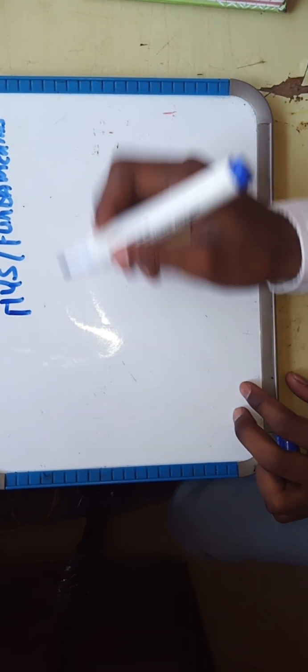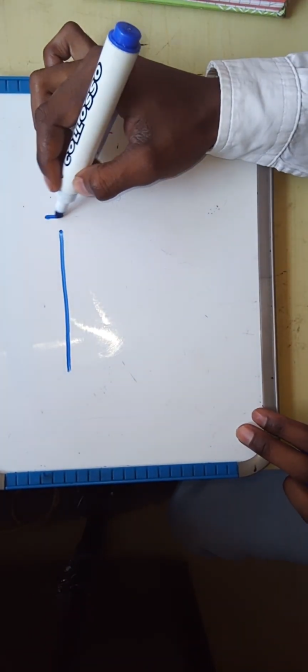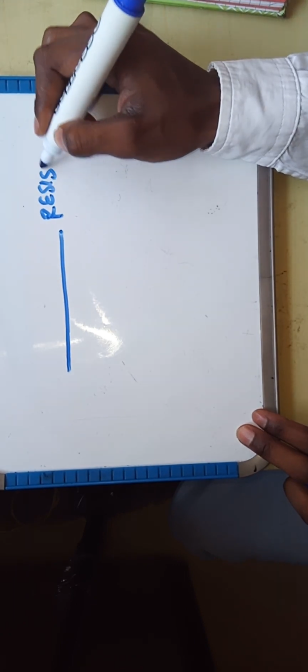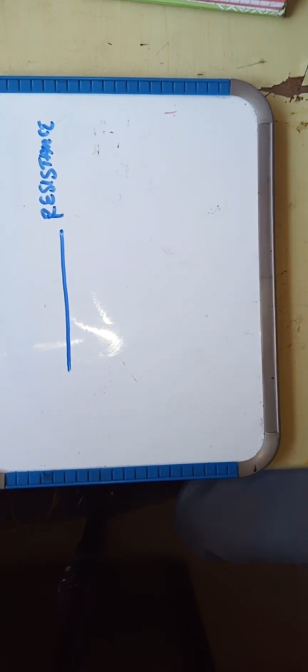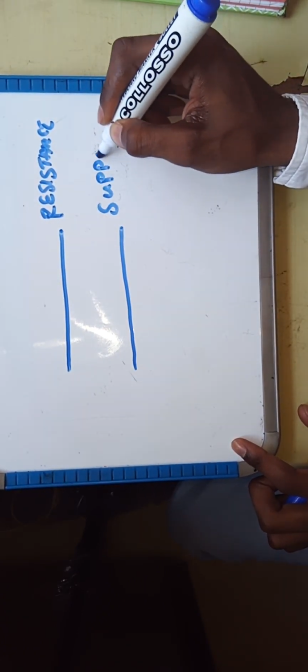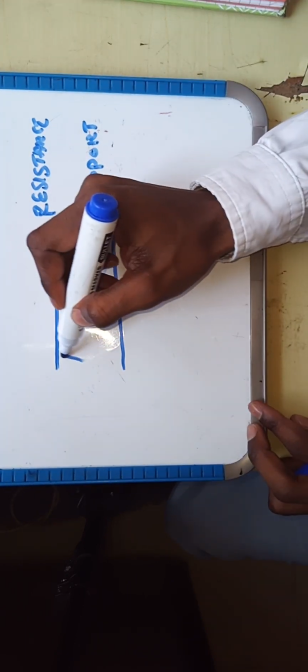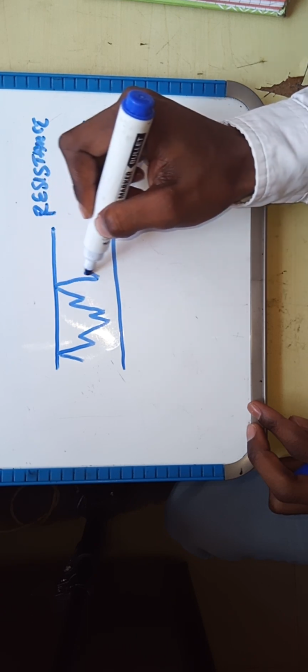Now let's assume that you have your two levels. This will be your resistance, and this will be your support level. Now here's the case. This is the market, this is the movement of the market creating that structure.